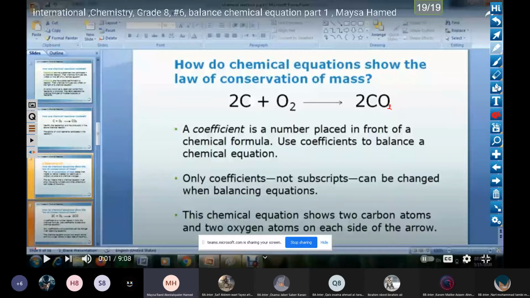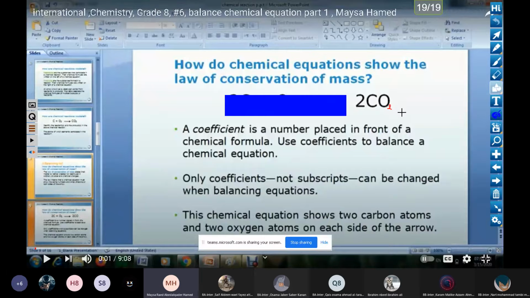Imagine this. Forget about the whole equation, guys. Forget about the whole thing. I'm giving you this example. If I have this chemical formula, 2CO2, I'll ask you, how many carbon atoms are there? You will tell me there are 2, because this coefficient is for both carbon and oxygen. If you have 2CO2, how many oxygen atoms are there?